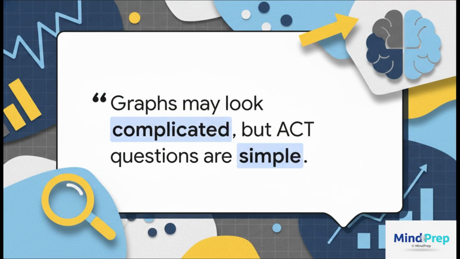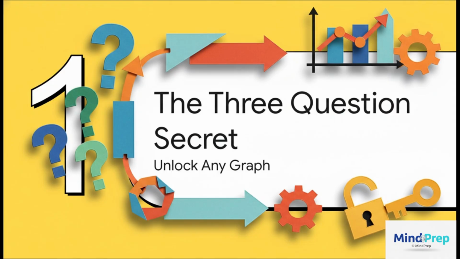And here it is. This is the big secret that changes everything. The ACT science section isn't really a science test, it's a focus test. The people who make the ACT design these graphs to look super intimidating, but the questions they ask are almost always way simpler than they look. You just have to know exactly where to put your attention. So how do we know where to look?